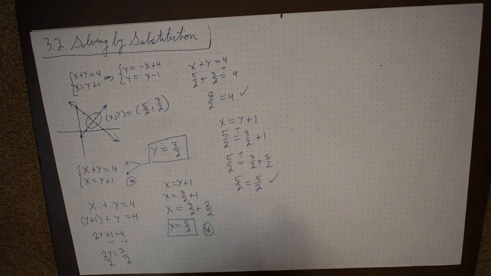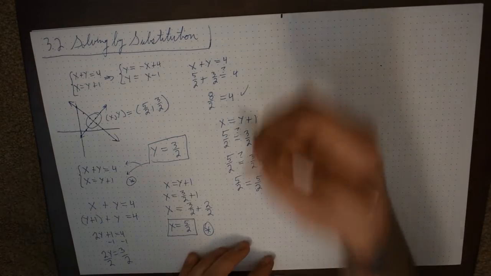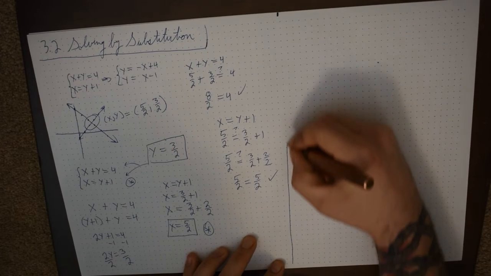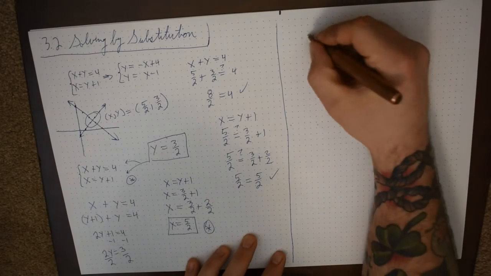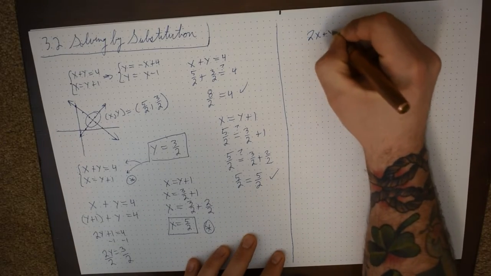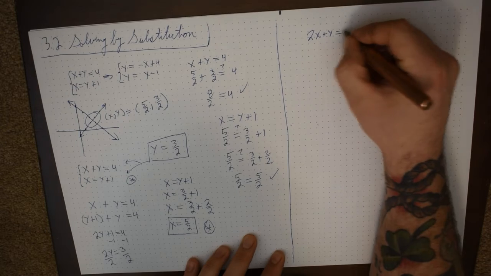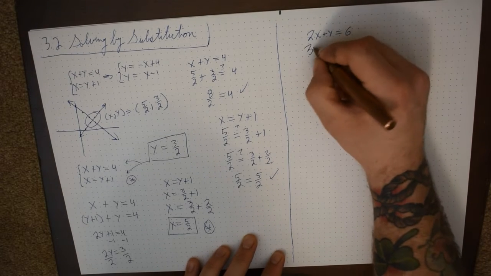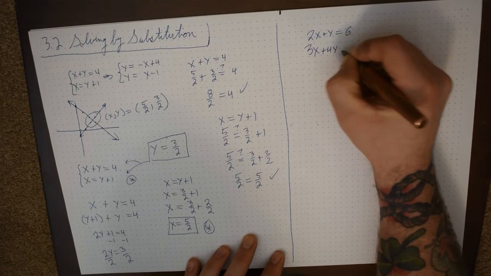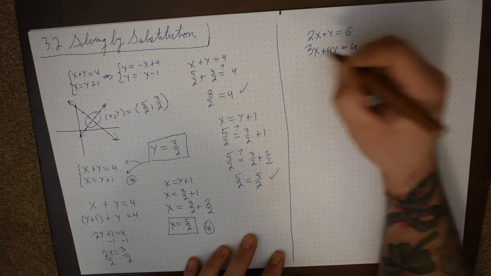So let's do another example. Let's say we wanted to solve the system of equations 2x plus y is equal to 6, and 3x plus 4y is equal to 4.